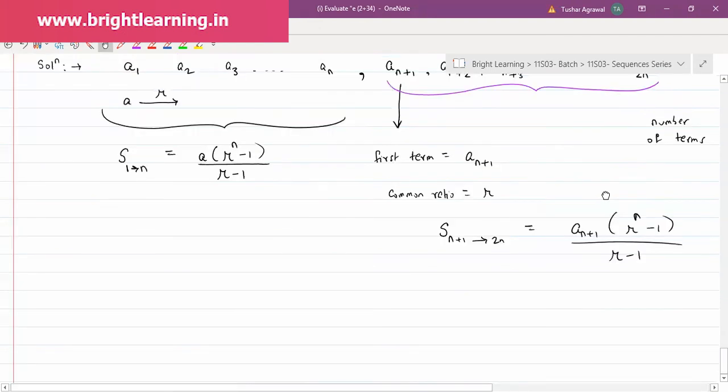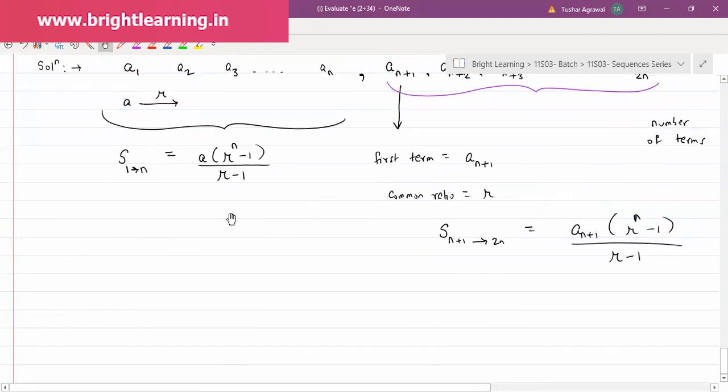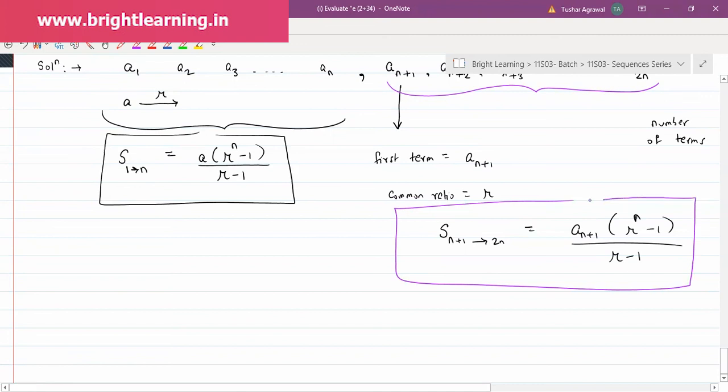So you have to compare now these two values. This is my first sum, this is my second sum. That ratio is what you have to calculate. So the sum from 1 to n, its ratio with the sum from n plus 1th to 2nth, is equal to, can I directly write the result? This is equal to a upon a n plus 1, because this r factor will get cancelled out.